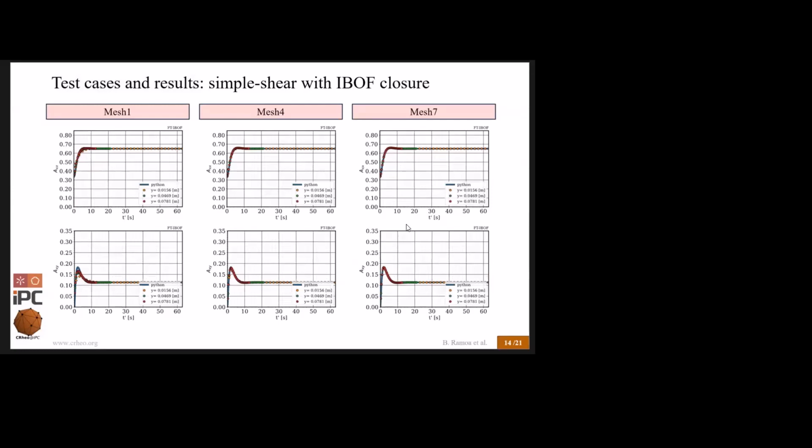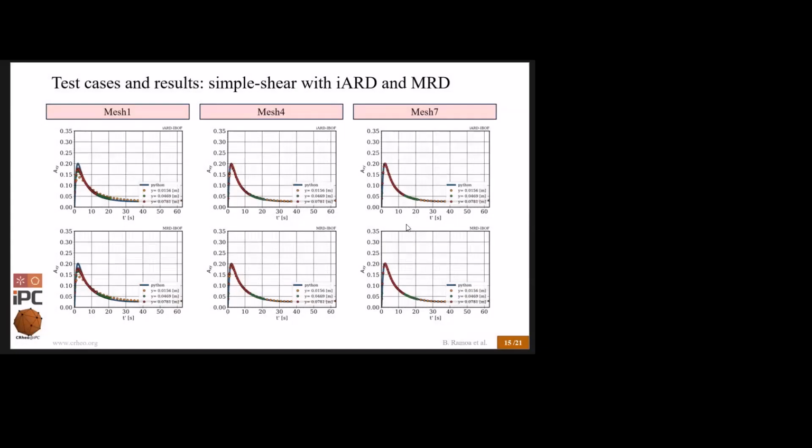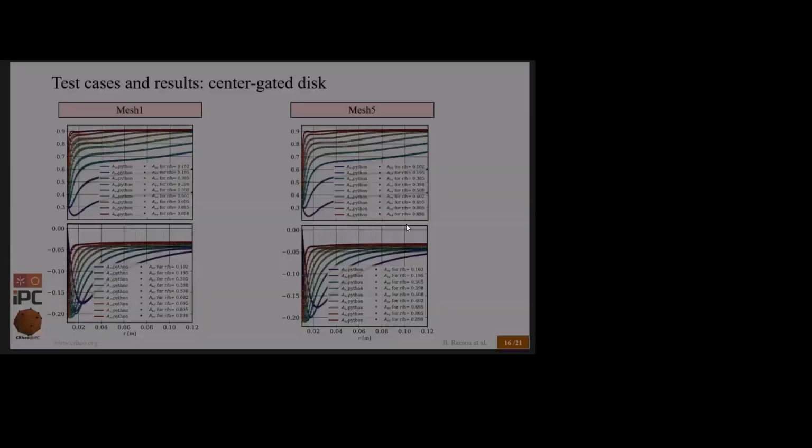Same thing for another closure, the IBOF closure. You'll see some mismatch in the coarse mesh. As you progressively refine the mesh, you'll basically see a perfect fit between one model and the other. And for different models, these are just one component, so we should not have many slides showing the same thing. As you progressively refine the mesh, you'll get the same result, with everything fitting the Python utility.